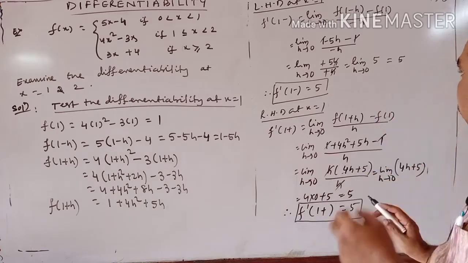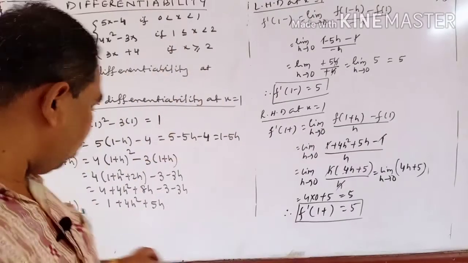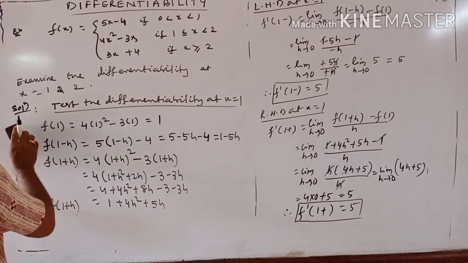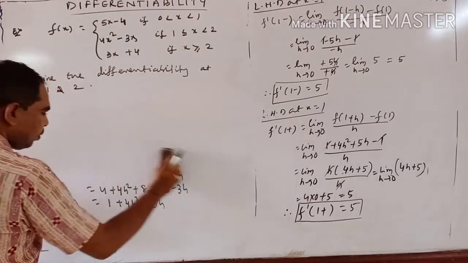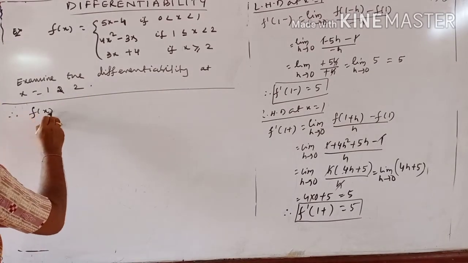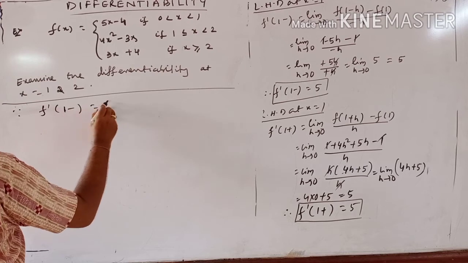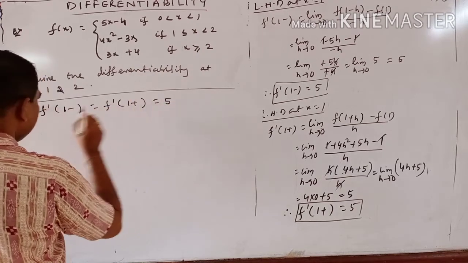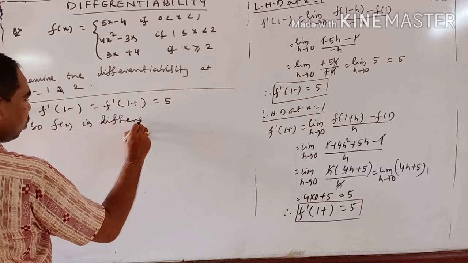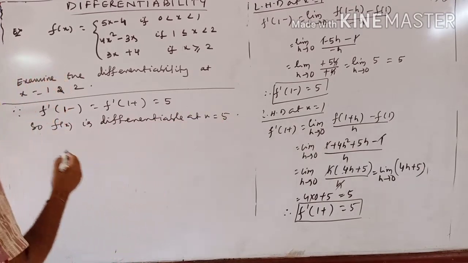So the left hand derivative is 5, the right hand derivative is 5. Therefore, the function is differentiable at x is equal to 1. Since f dash 1 minus is equal to f dash 1 plus is equal to 5, f of x is differentiable at x is equal to 1.